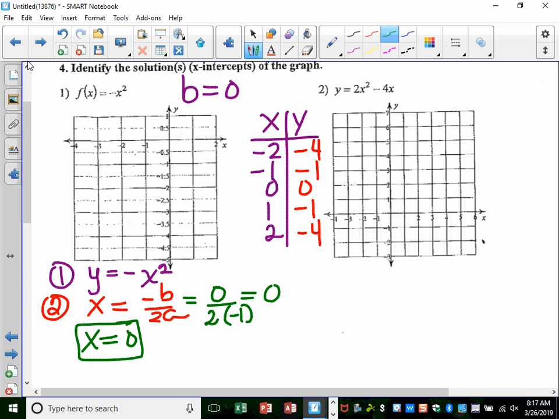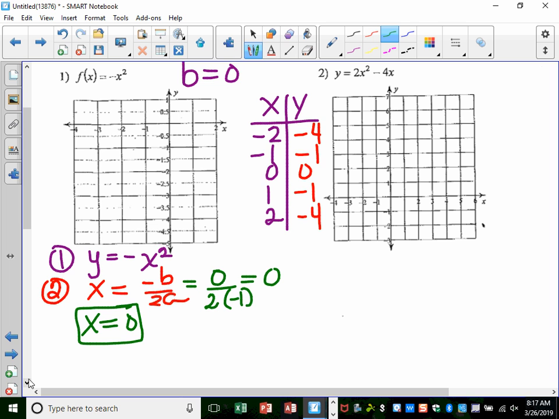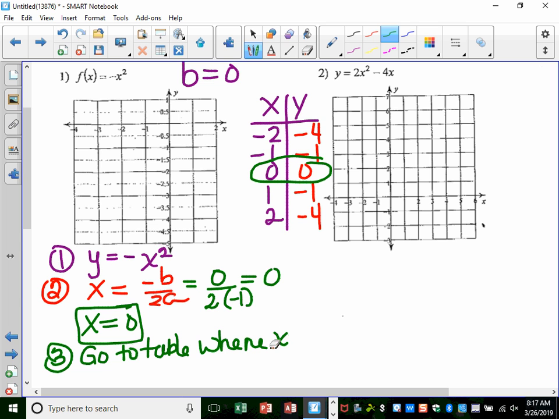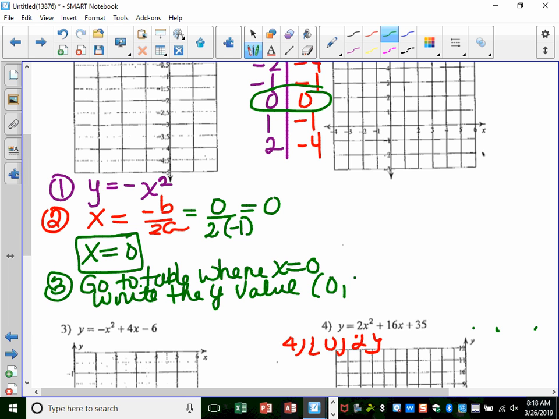All right. Number 3 asks you to write the vertex. So how do you find the vertex? You go to your calculator, go to your table that you've already identified up here, go where x equals 0, and write the y value, which is also 0. So your vertex point is 0, 0.